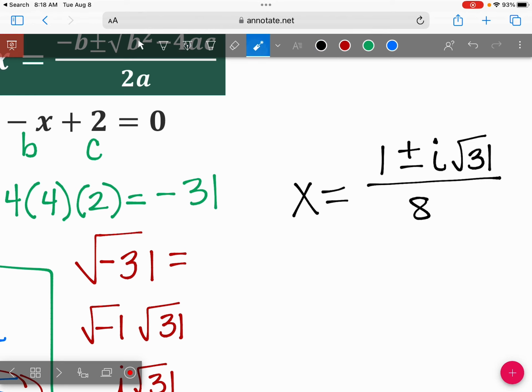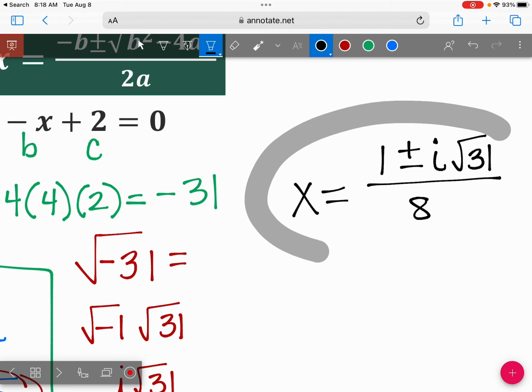Now, we cannot simplify this any further because we have 1 and a 1, and the only number that divides into 1 is 1. So this cannot be simplified. This would be my final answer.